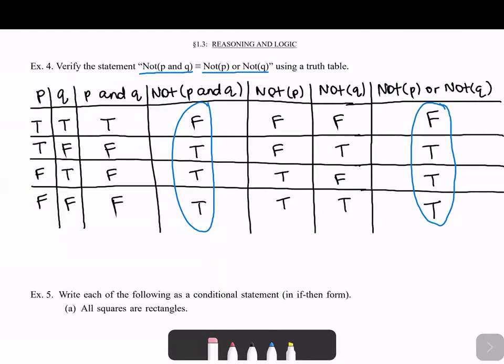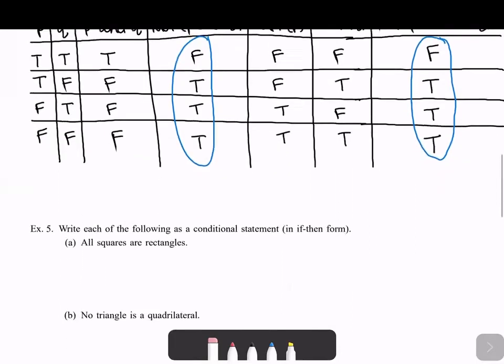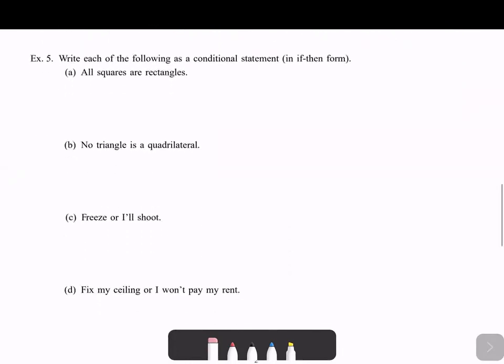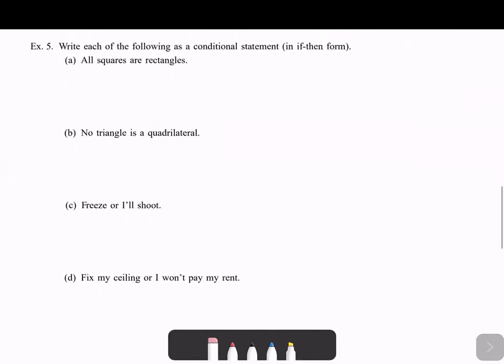Now we're going to move to something that is, in my opinion, a little more difficult, and it's the conditional. This conditional statement is the if-then statement. It's really similar to your hypotheses in your science classes: if I do this, then this will happen. That's your prediction, your hypothesis. We're going to write all of these statements in that if-then form.